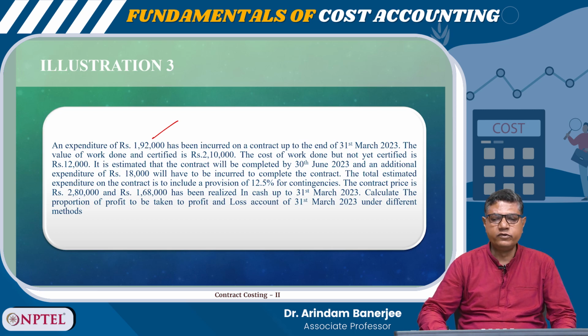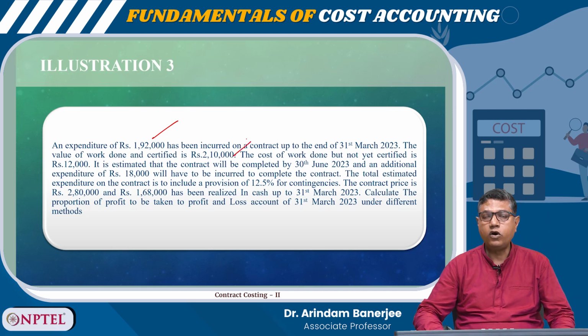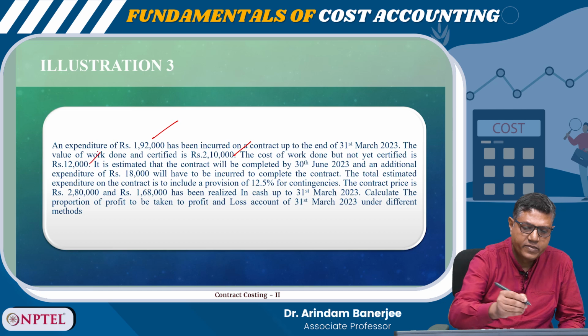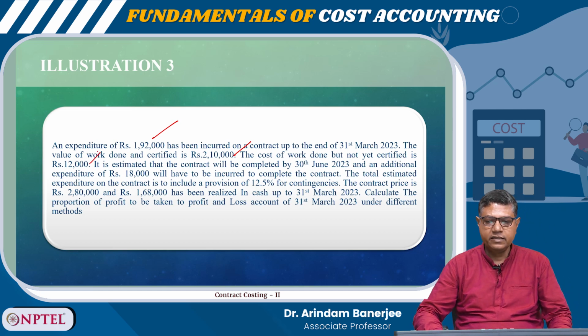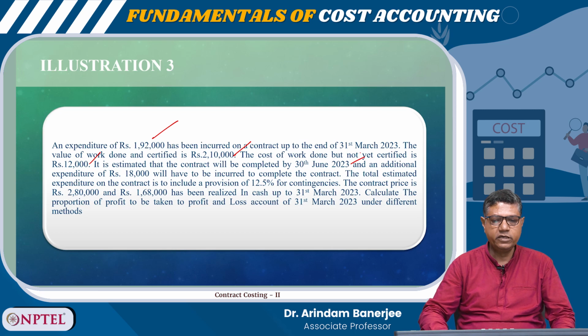The value of work done and certified is 2,10,000. The cost of work done but not yet certified is rupees 12,000. It is estimated that the contract will be completed by 30th June 2023 and an additional expenditure of rupees 18,000 will have to be incurred to complete the contract.